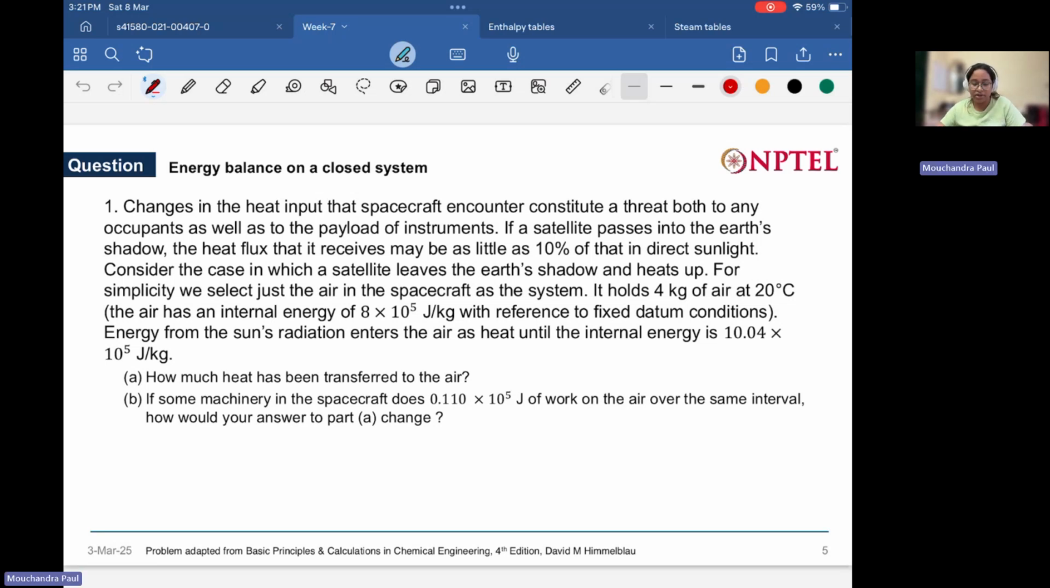This is the first question. It reads, changes in the heat input that spacecraft encounter constitute a threat both to any occupants as well as to the payload of instruments. If a satellite passes into the Earth's shadow, the heat flux that it receives may be as little as 10% of that in direct sunlight. Consider the case in which a satellite leaves the Earth's shadow and heats up. For simplicity, we will just select air in the spacecraft as the system. First thing to note is the system is air in the spacecraft.